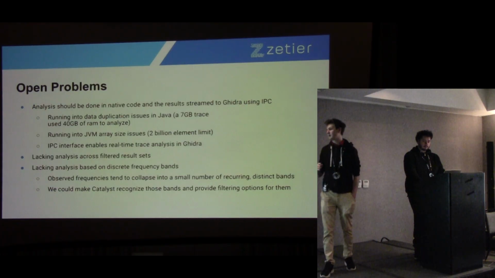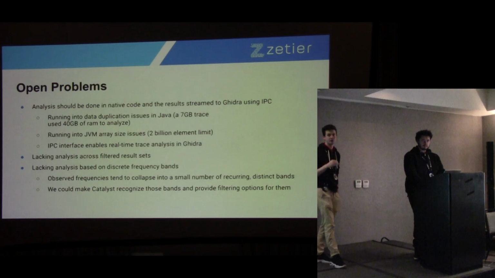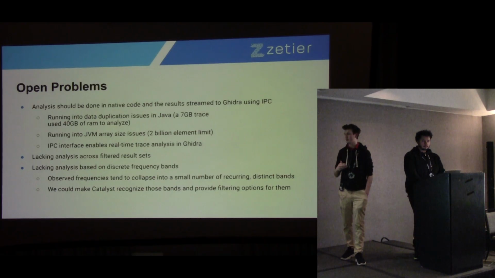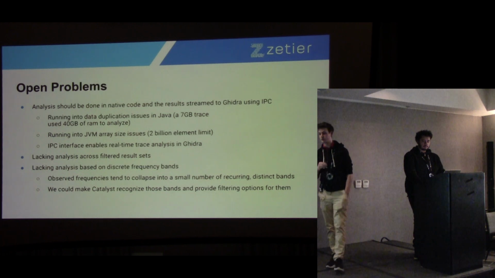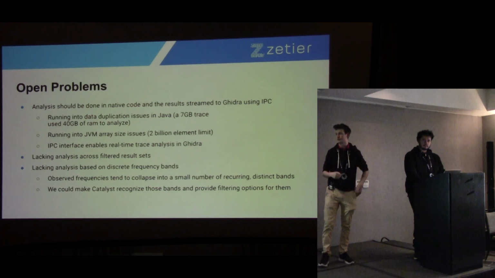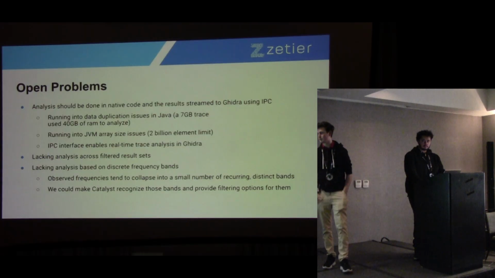And we're also lacking analysis based on shared frequencies. So when you use the tool, you'll notice that a lot of basic blocks in the listing will share a lot of the same frequencies. And we want to add a capability to the plugin in order to recognize these shared frequencies and be able to group basic blocks under the shared frequencies to allow for better filtering for the user. Click on a shared frequency and see all the listings that are associated with that shared frequency.